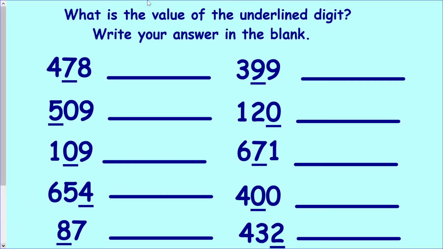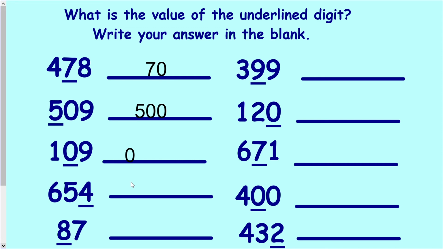All right. Let's talk about the value of the underlined digit. Remember, when you say the number, if you're saying the number correctly, then you are saying the value of that digit. So let's say this number, 478. So when I got to the 7, the value is what I said, which was 70, right? Say the number, 509. So the value of the 5 is 500. 109, what's the value of the 0? 0 is always 0. However, it's very important because it needs to hold that place, right?